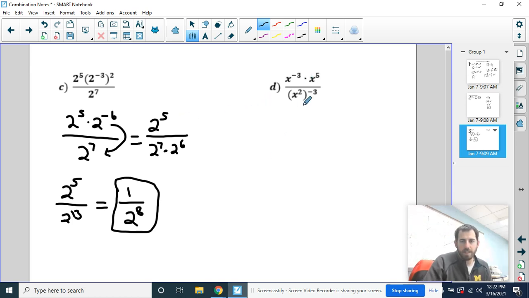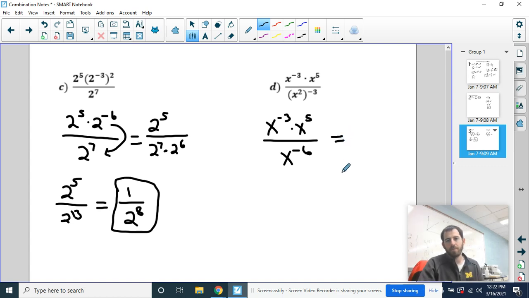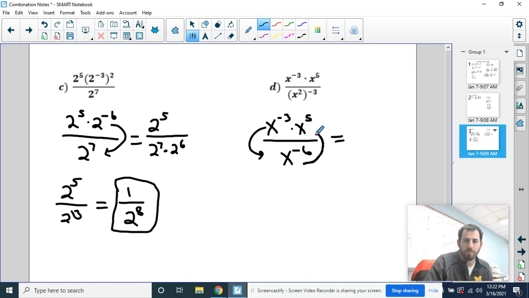So as I said in the last example, get rid of the parentheses first. So the top, I'm not going to touch anything yet. I'm just going to rewrite it. So I got x to the negative third times x to the fifth. And then 2 times negative 3, just like over here, we get x to the negative sixth. Okay, and then I'm going to move my negatives. My x to the negative third is going to move to the bottom. My x to the fifth is going to stay up top. And my x to the negative 6 is going to move to the top.